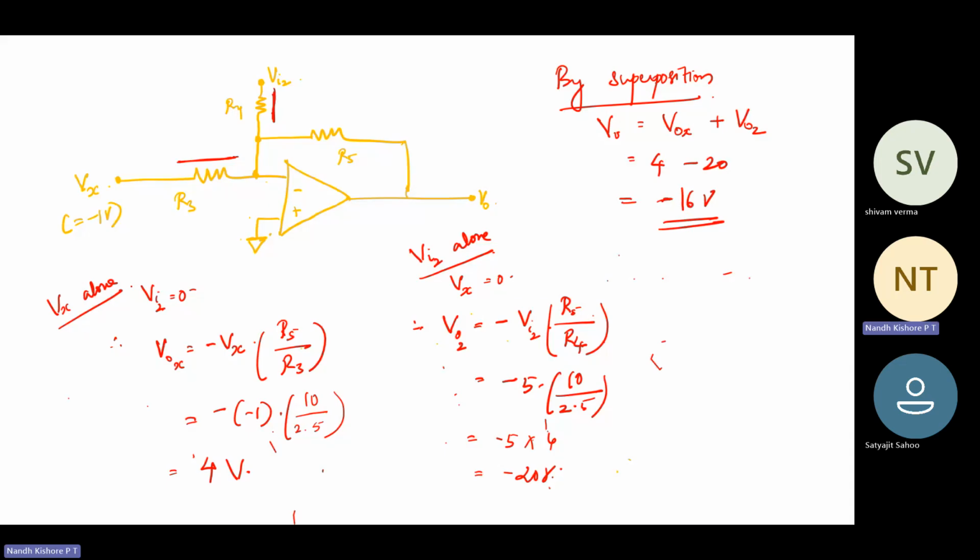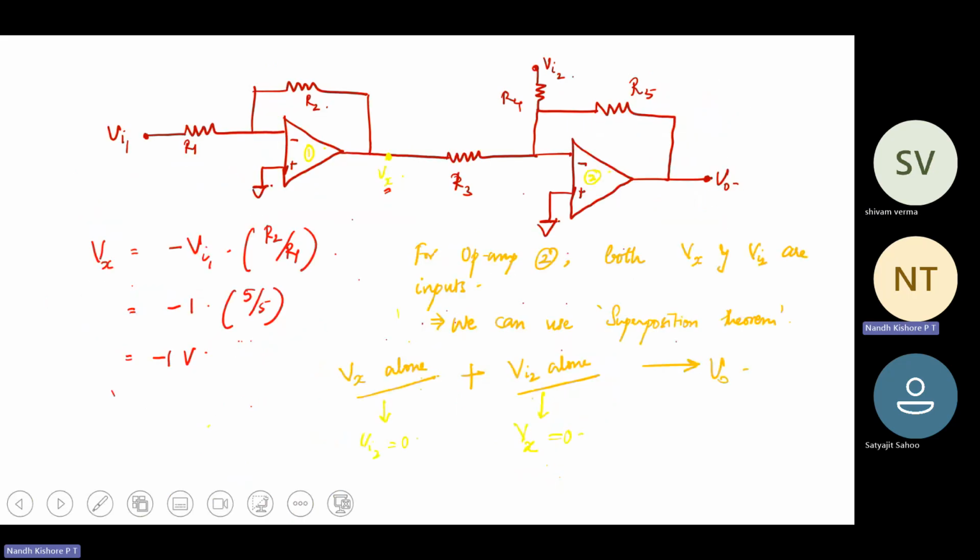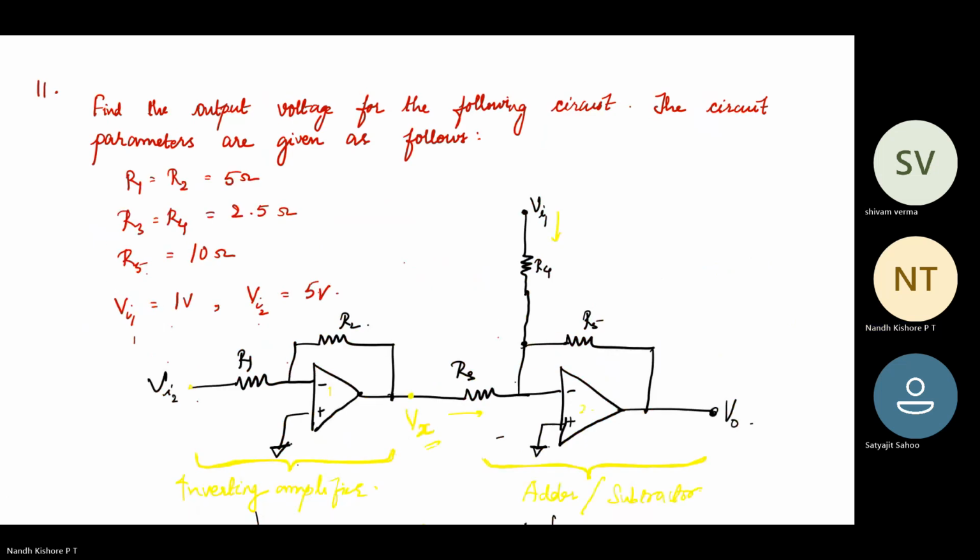Is this fine? Yes, sir, fine. Okay, we just applied superposition.